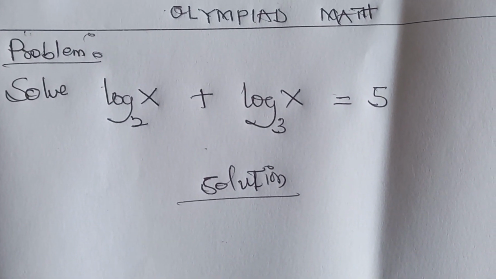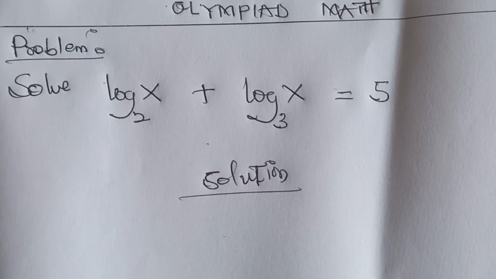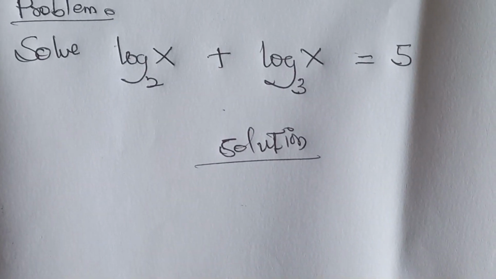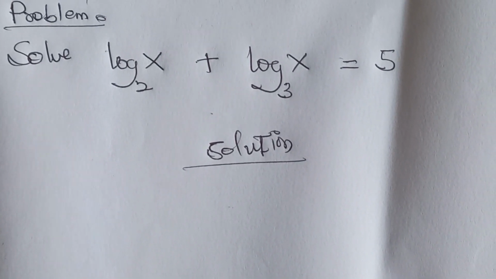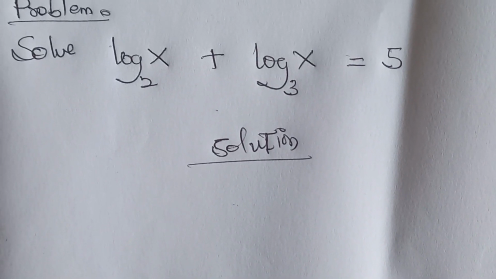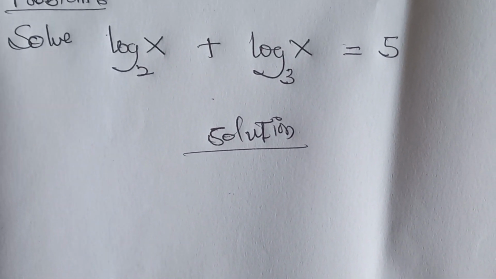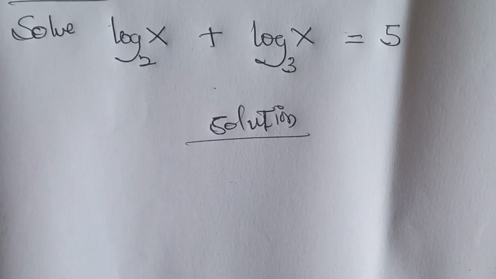So today we are looking at this question in Olympiad mathematics. We have to solve log x base 2 plus log x base 3 is equal to 5. You can see that these are logs with different bases. So before you can solve this, you need to change it to a common base before we can proceed.